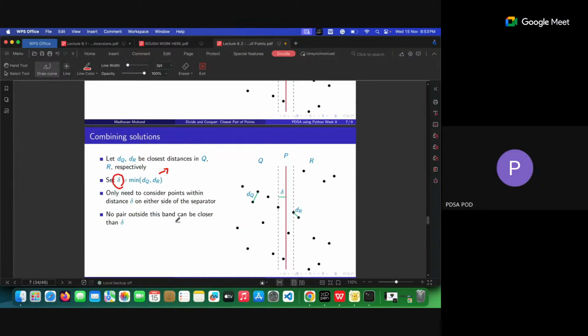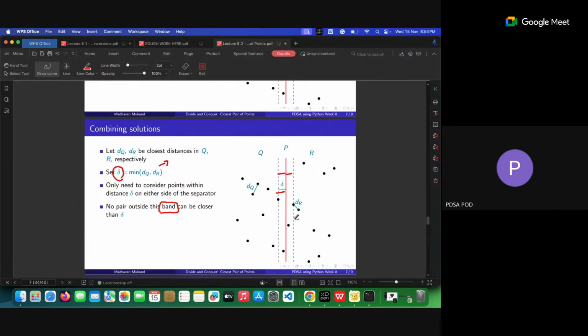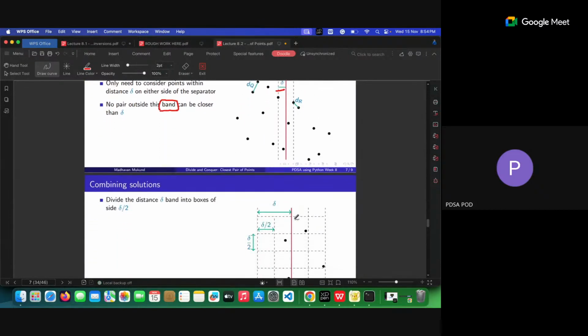And using that lambda, we are trying to make a band. Look at this band, its width is definitely the size of the lambda. So in this lambda, we are trying to find out, no pair outside this band can be closer than the lambda. Look at this, beyond this, nothing can be closer than that lambda. So using the lambda, we are trying to find out that intersection.